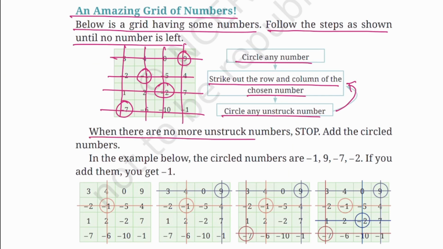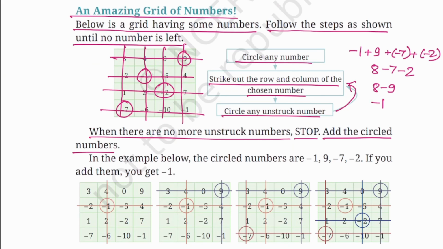When there are no more unstruck numbers, stop. Add the circled numbers. That is -1 plus 9 plus -7 plus -2. 9 minus 1 is equal to 8, and -7 minus 2, that is 8 minus 9, is equal to -1. In the example below, the circled numbers are -1, 9, -7, -2. If you add them, you get -1.